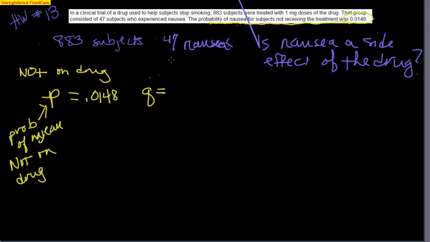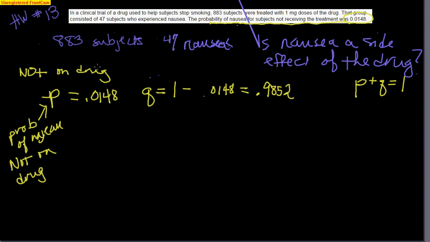Therefore, we can conclude that Q is the probability of not being nauseous, not on the drug. And Q and P are always complements, so P plus Q is always equal to 1. So if we know the value of P, we can find the value of Q, which will be 1 minus 0.0148. If you do that on your calculator, you will discover that Q, the probability of not being nauseous, is 0.9852.